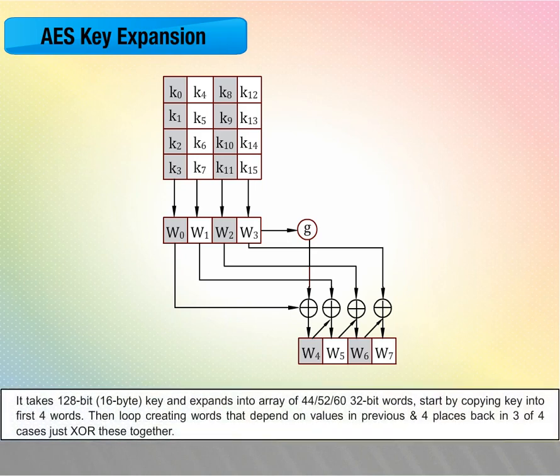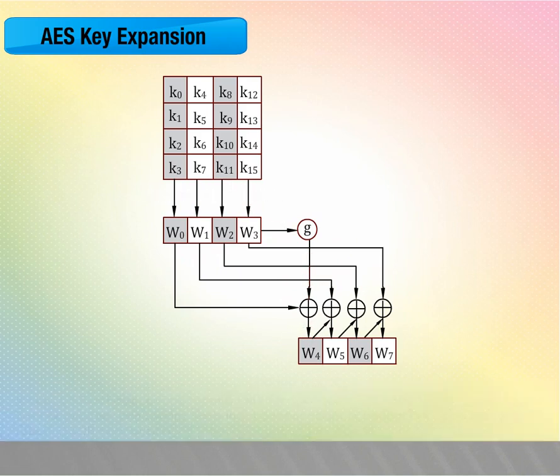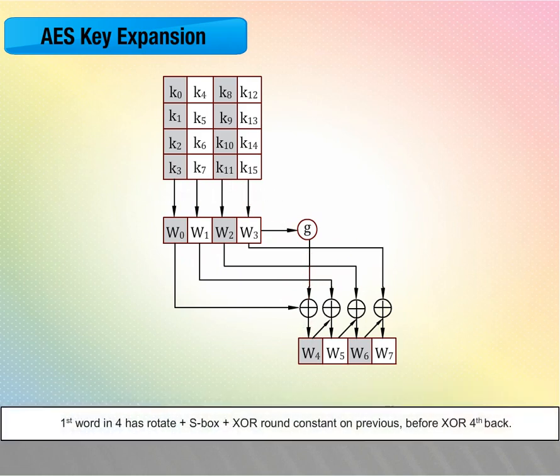It takes a 128-bit, 16-byte key and expands it into an array of 44, 52, or 60 32-bit words. Start by copying the key into the first 4 words, then loop creating words that depend on values in the previous 4 places back. In 3 of 4 cases, just XOR these together. The first word in 4 has rotate plus S-box plus XOR round constant applied on the previous word before XOR with the fourth back.